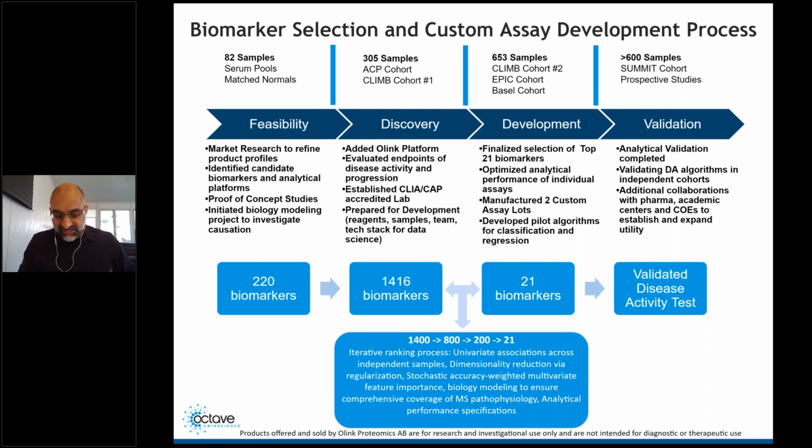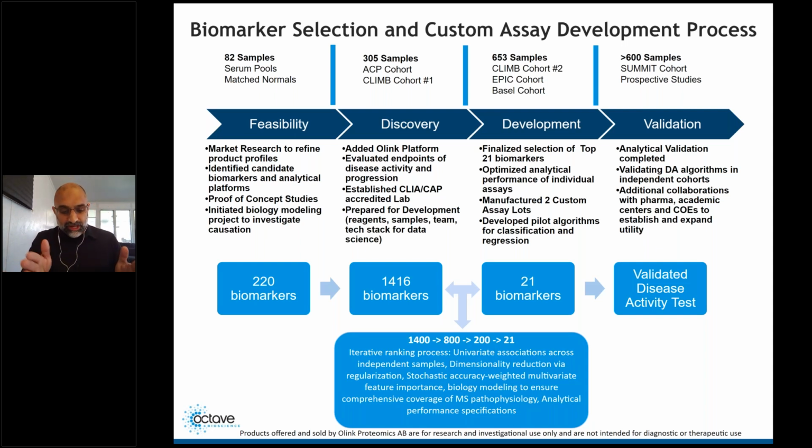This also enabled us to define which endpoints were most relevant to disease activity assessments. And the process by which we selected the biomarkers on our panel was dynamic and iterative. The maximum number of analytes that we had measured was over 1,400. This was not just on the Olink platform. There were additional platforms that we accessed.